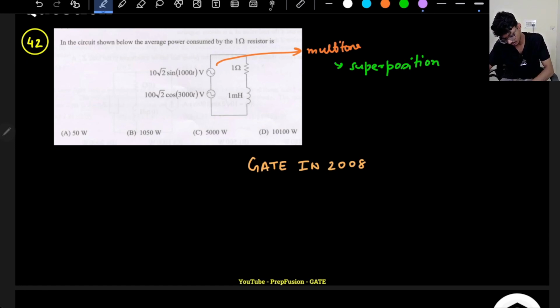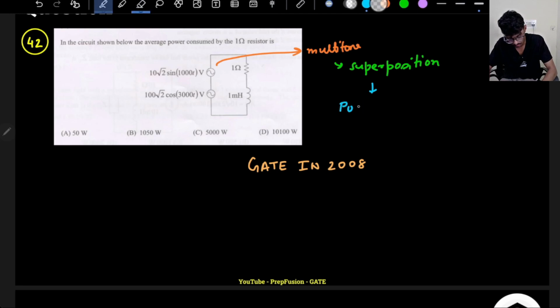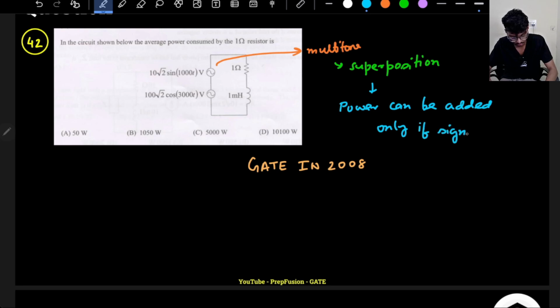So first I will make this source 0. I will take into effect this source. I will calculate the power, and then I will calculate the power due to this source. I can add the powers because they are orthogonal. Power can be added only if signals are orthogonal. We have already done some problems like this.